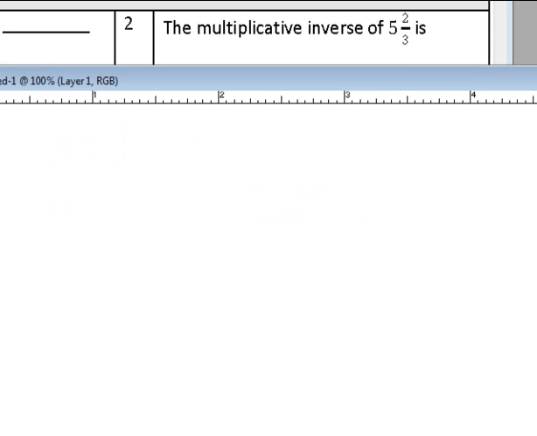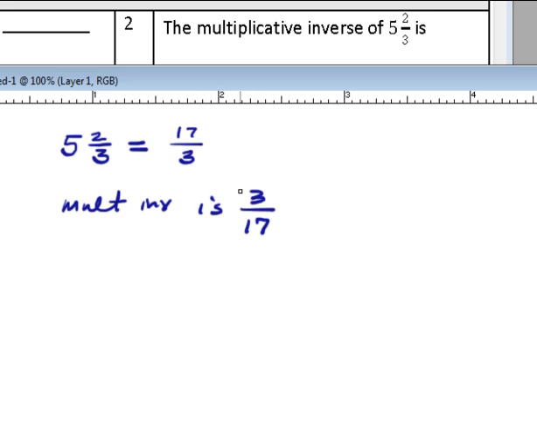In number 2, we're asked to find the multiplicative inverse of 5 2/3. So first we change 5 2/3 to a fraction. We do 3 times 5 is 15, plus 2 is 17, so 5 2/3 is 17 over 3. And the reciprocal is 3 over 17, so the multiplicative inverse, which is the same as the reciprocal, is 3 over 17.